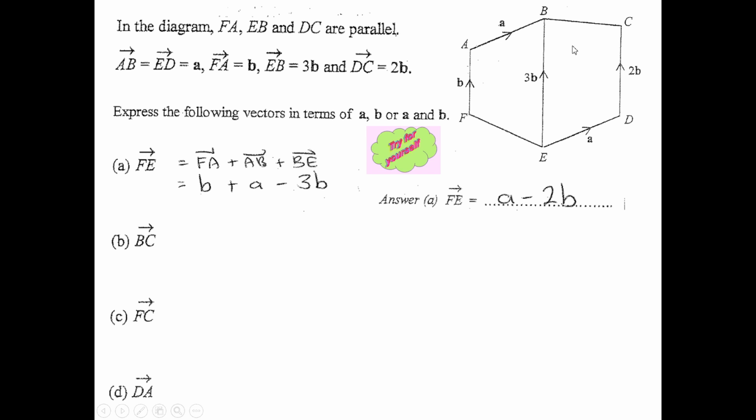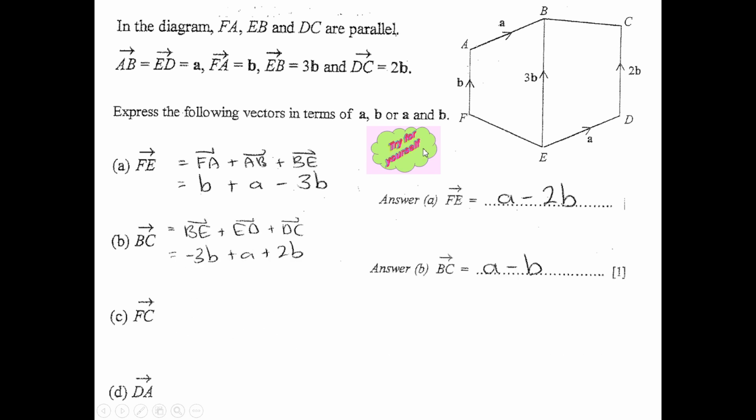BC. What's one way that we can get to BC? Let's see. So BC, where is B? You could just do the reverse. You can go BE plus ED plus DC. Similarly, you could have worked out CB and then just negated it. But I'm going to go this way. I'm going to do vector BE plus ED plus DC.